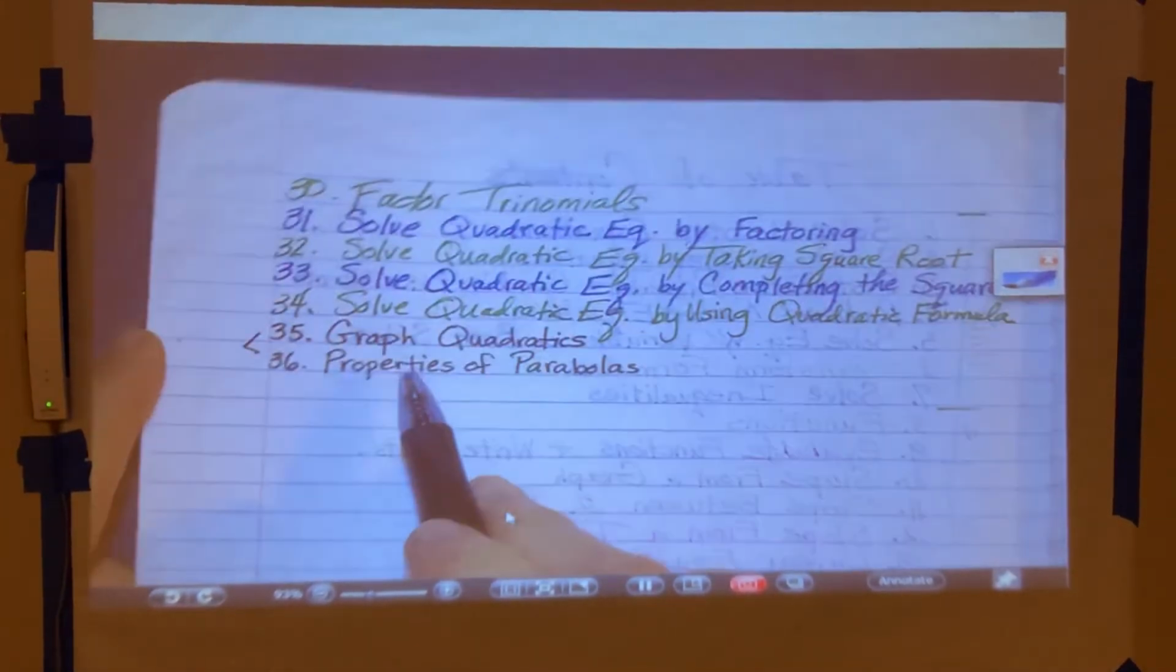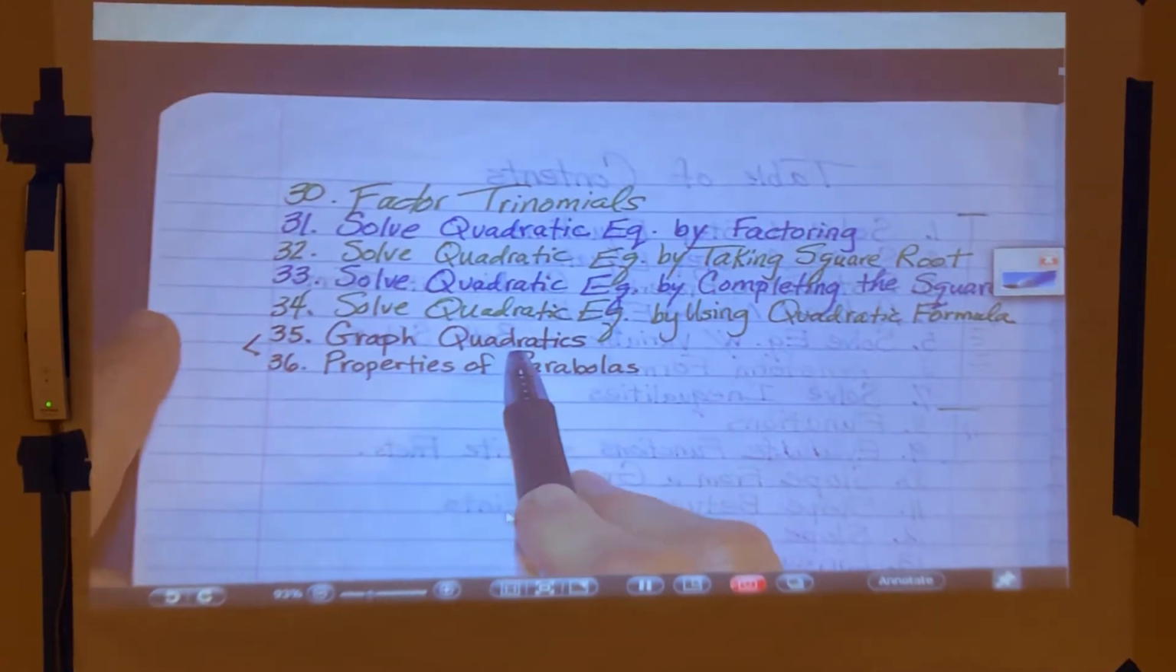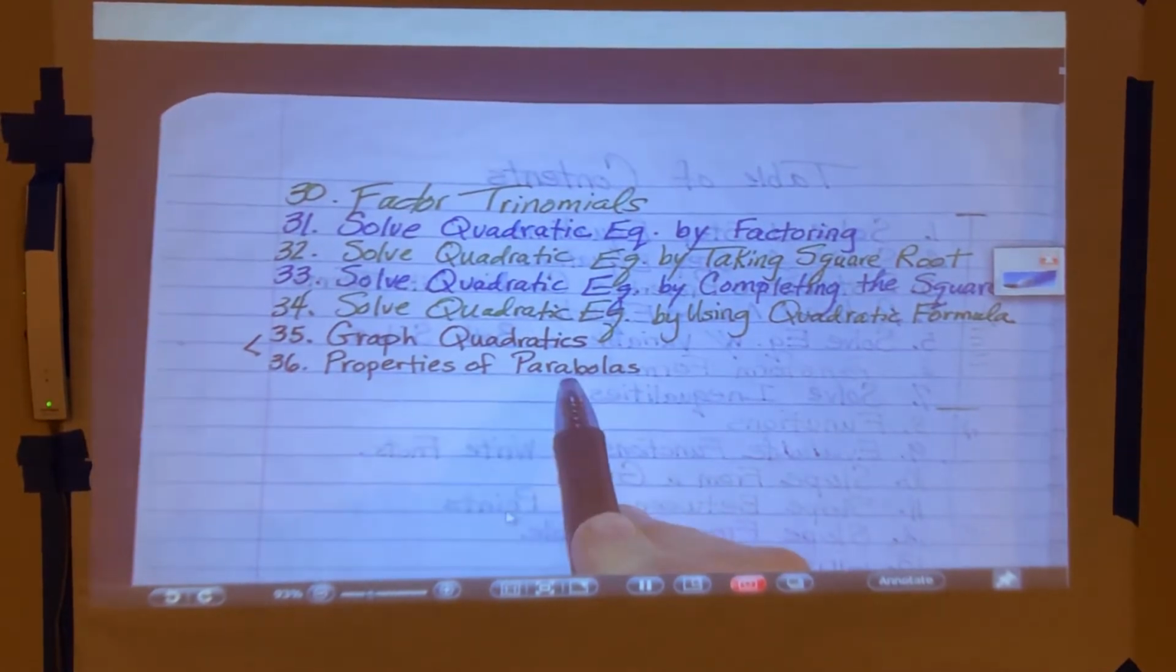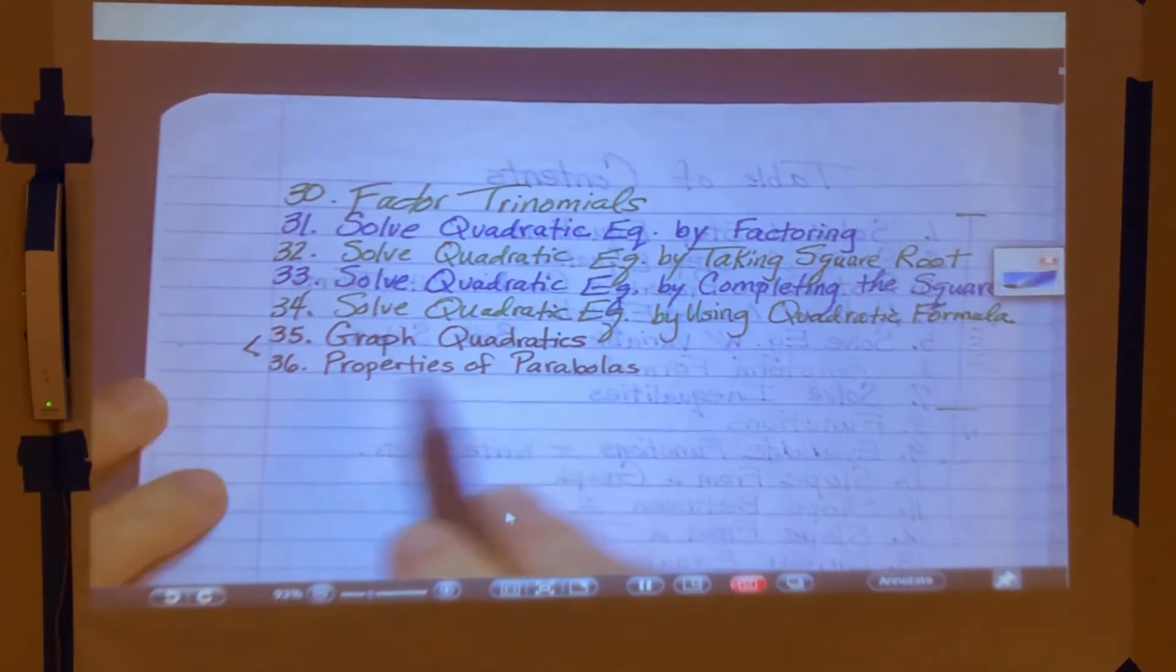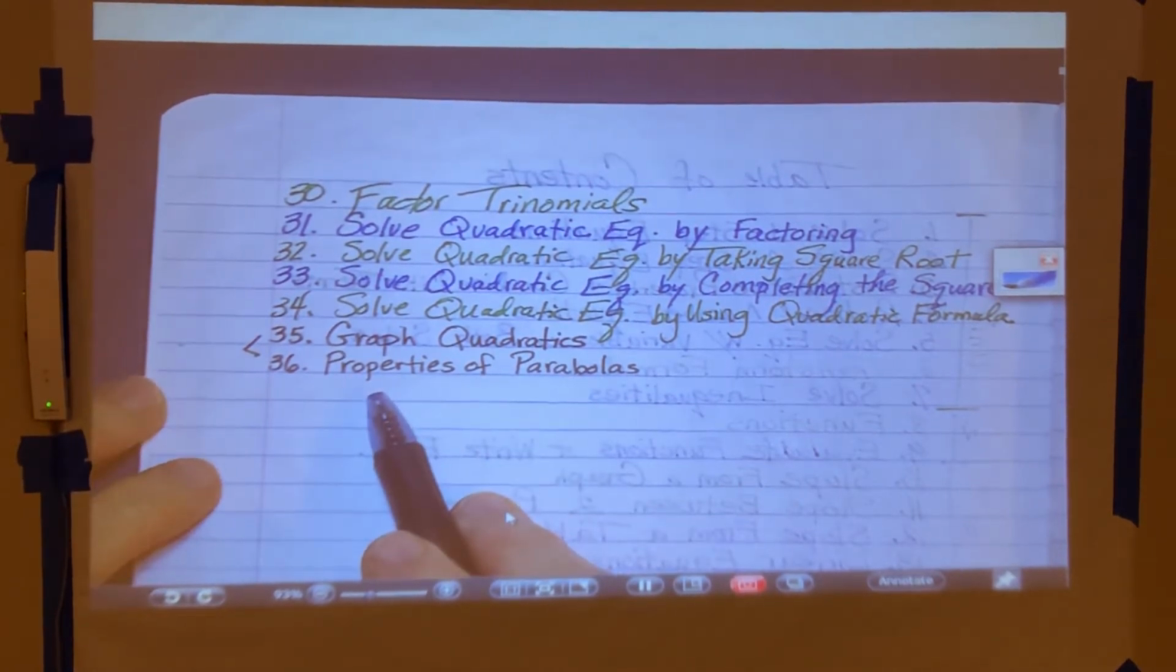Last week we talked about graphing quadratics, and you can just put that together with this one in your notes. If you didn't write anything last week, not a problem. It's really just topics 35 and 36.